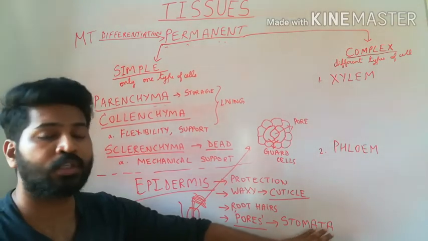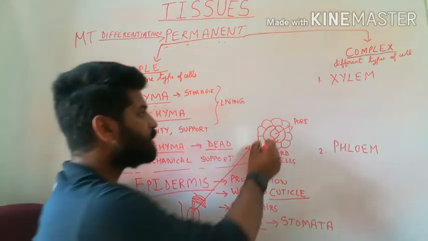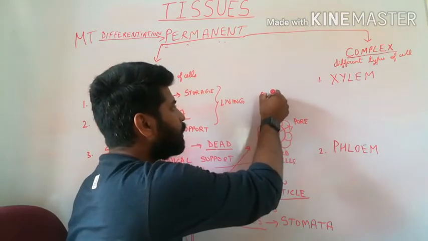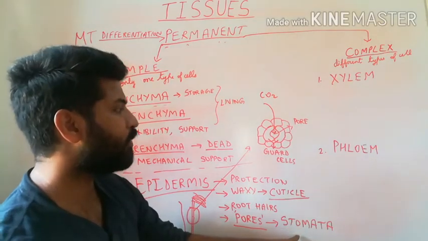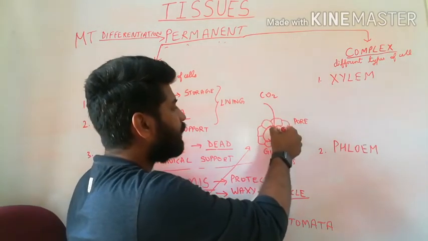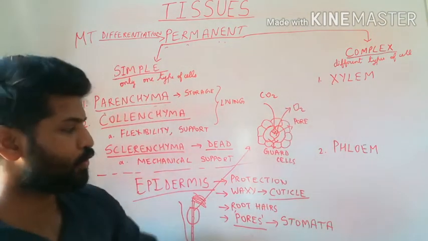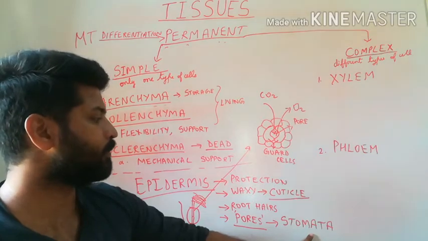The main function of stomata are, it is through this pore that plants' leaves absorb carbon dioxide. So it is required for exchange of gases. Carbon dioxide is taken in and oxygen is released out. So stomata helps in exchange of gases.